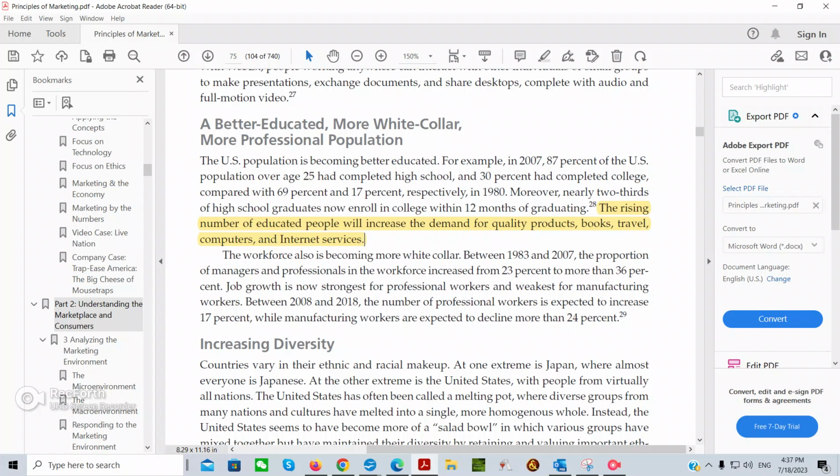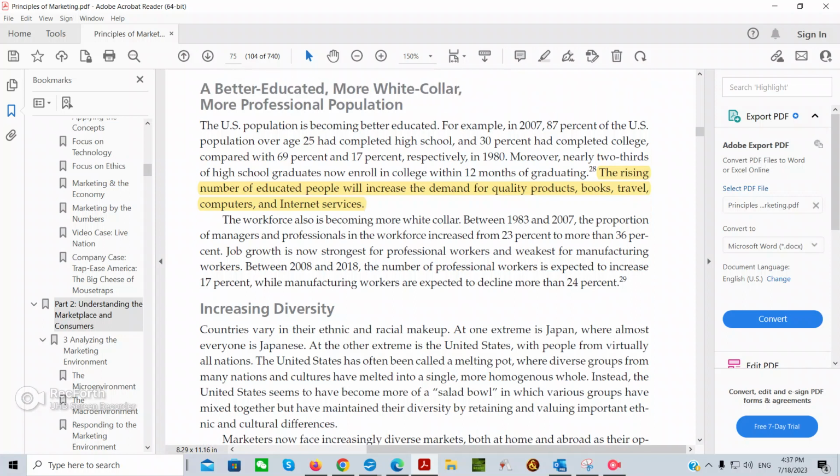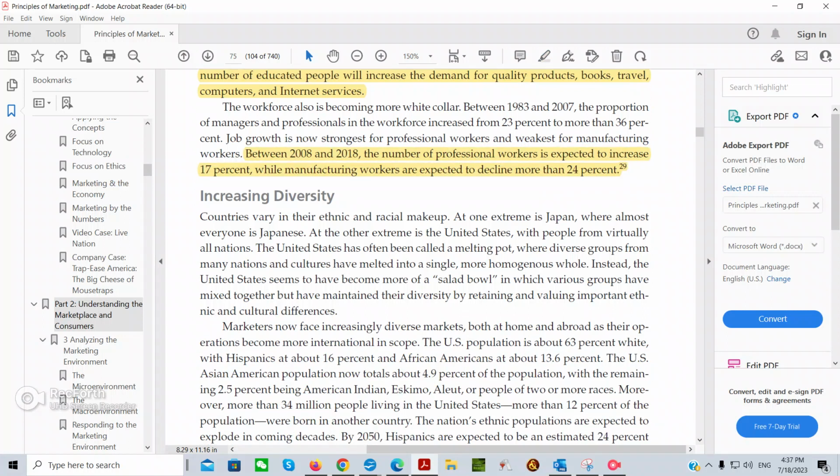The workforce is also becoming more white collar. Between 1983 and 2007, the proportion of managers and professionals in the workforce increased from 23% to more than 36%. Job growth is the strongest for professional workers and weakest for manufacturing workers. Between 2008 and 2018, the number of professional workers is expected to increase 17%, while manufacturing workers are expected to decline more than 24%. Right? So these are the trends. This is what they said about trends. You have to pay attention to trends.